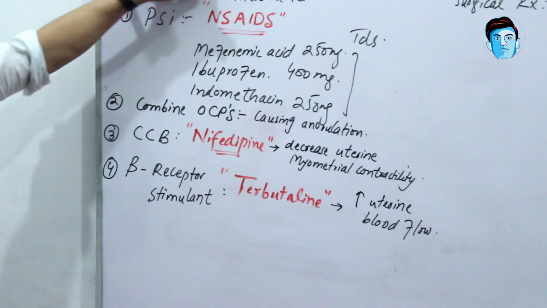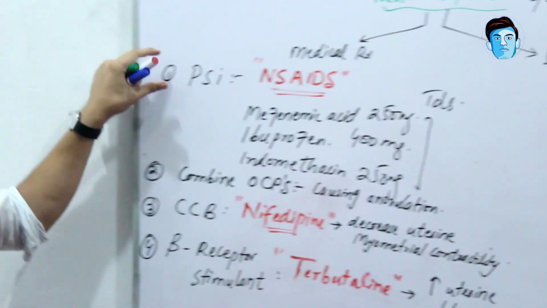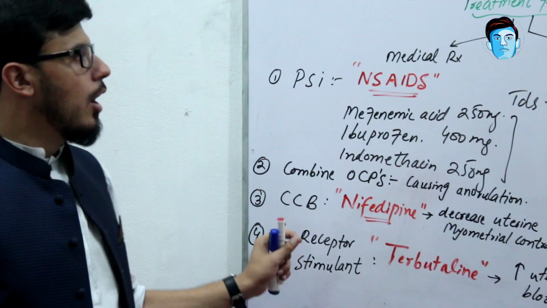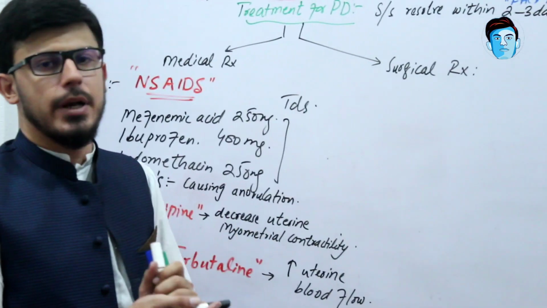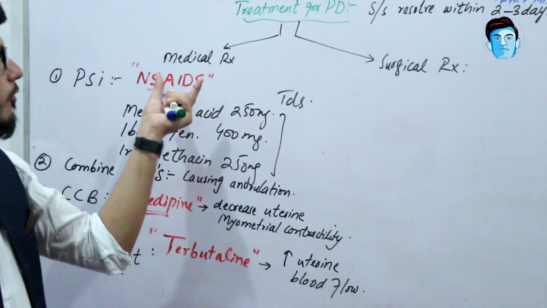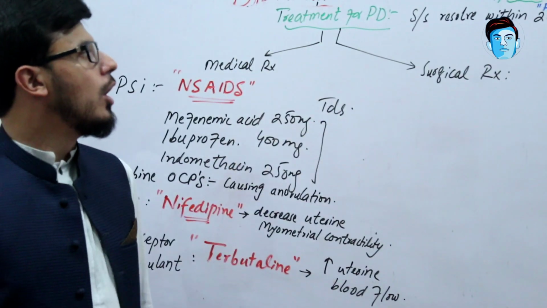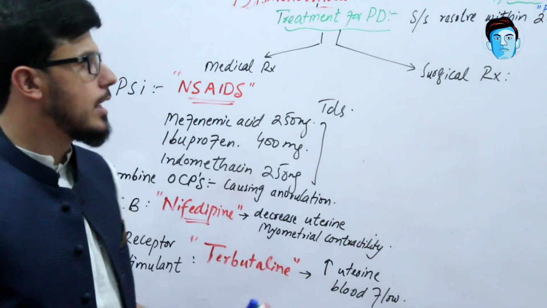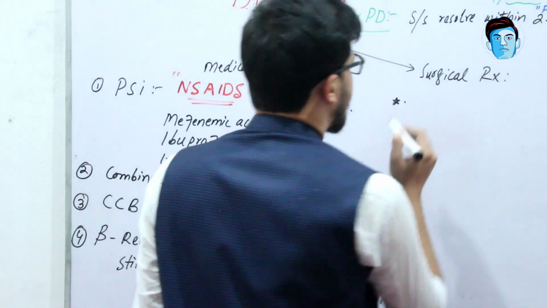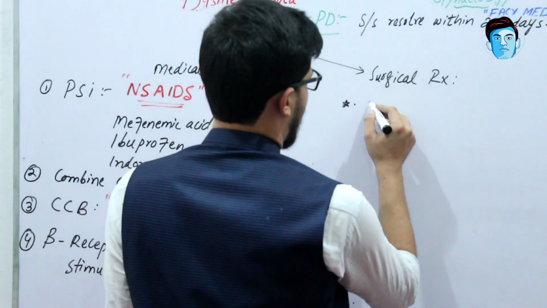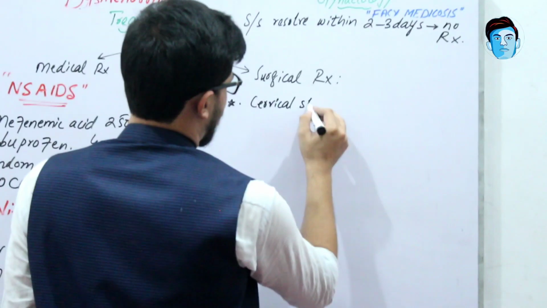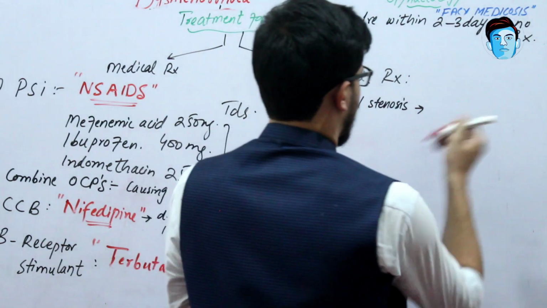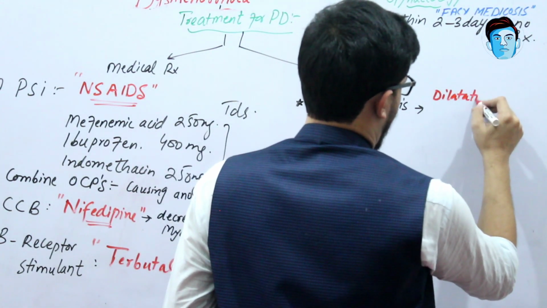So out of medical treatment, you have prostaglandin synthase inhibitors, combined oral contraceptive pills, calcium channel blockers, and beta receptor stimulants. While in another condition, there is surgical treatment as well. If the patient is unable to be treated by the medical treatment, then you have to select the surgical approach. But it also depends upon the cause. So let's suppose the patient has a cervical stenosis, in that condition you would do dilatation and curettage.